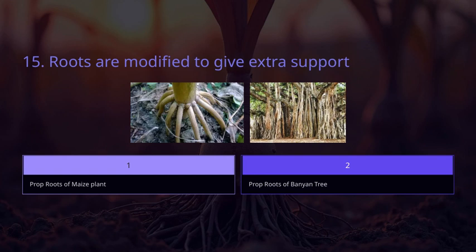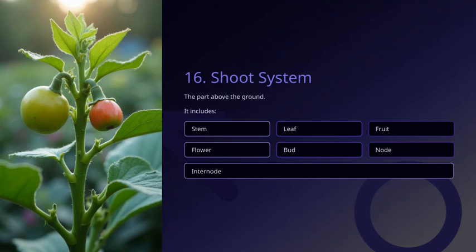These adaptations are fascinating because they show how plants modify their roots to suit their environment and structural needs. Overall, these specialized roots are crucial for the plant's stability and survival, highlighting the incredible ways plants adapt to their surroundings. Let's take a closer look at the shoot system, which is the part of the plant that is above the ground. This section is vital because it supports the plant and is responsible for photosynthesis, reproduction, and growth.